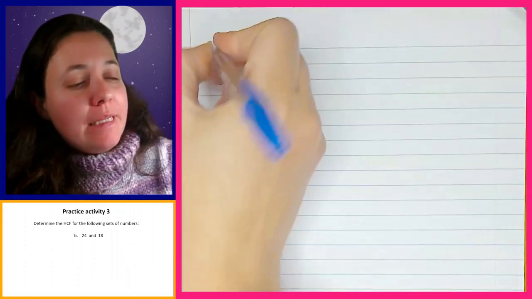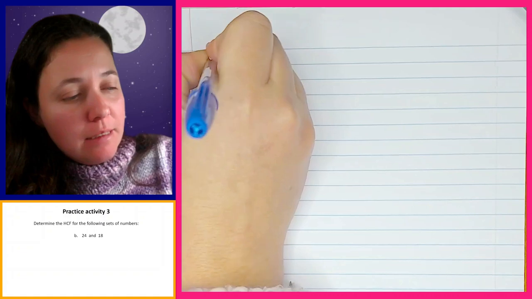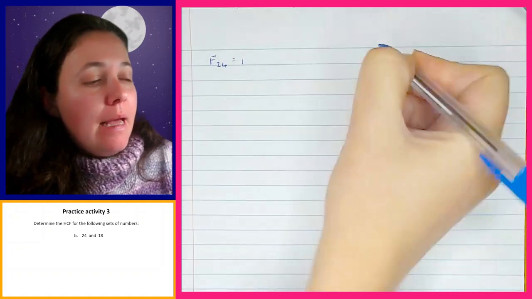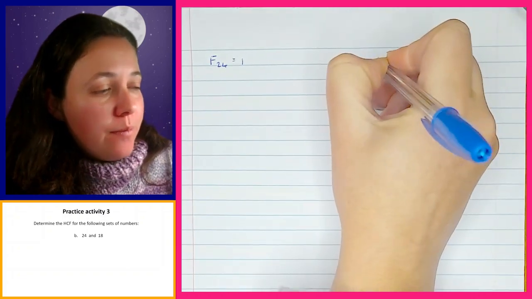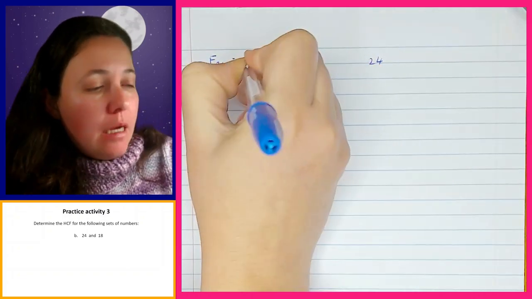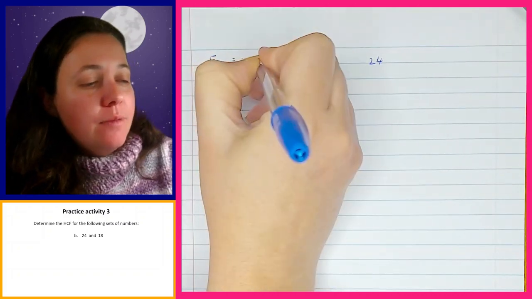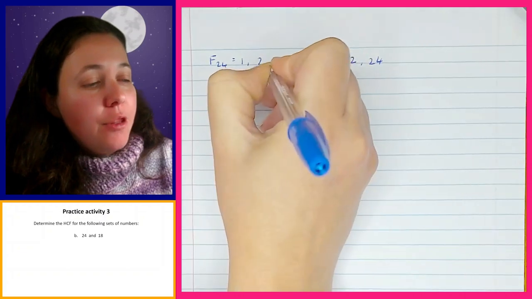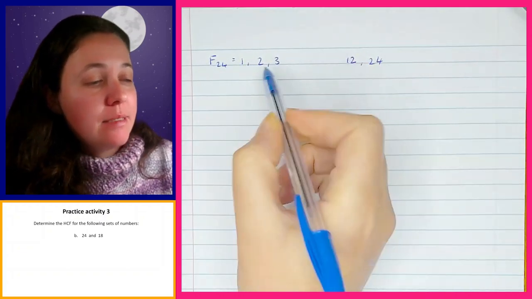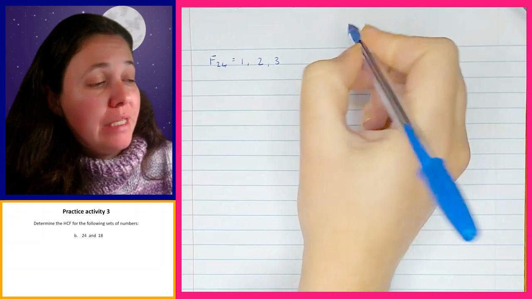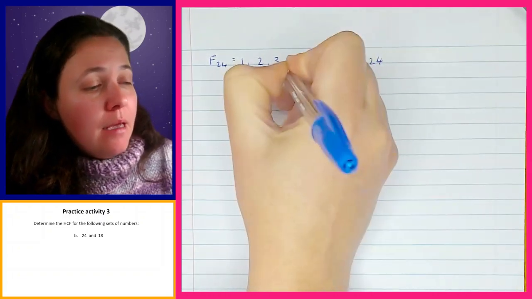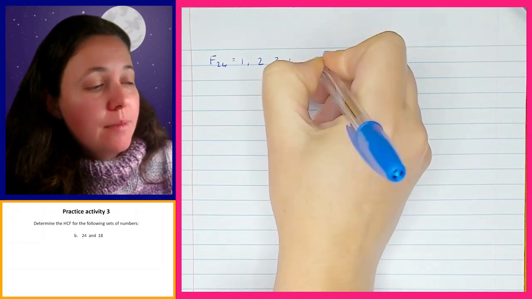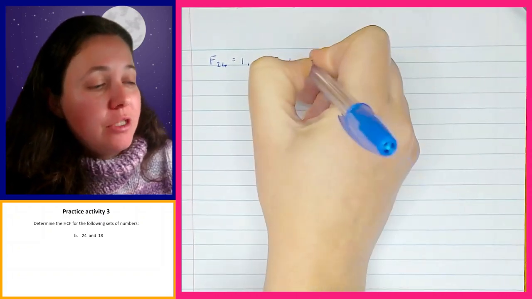So for 24 and 18, first of all, we need to find the factors of 24. So we start off with 1 and 24. Then 2 is a factor because it's even, and 24 divided by 2 is 12. Then 3 is a factor because 2 plus 4 is 6, and 24 divided by 3 is 8. 4 is a factor, and 24 divided by 4 is 6. And then 5 is not a factor, so we're done.